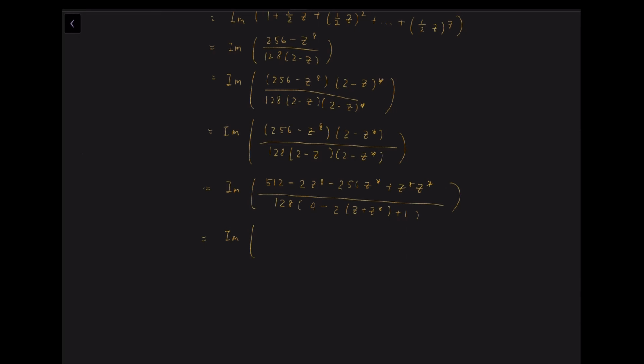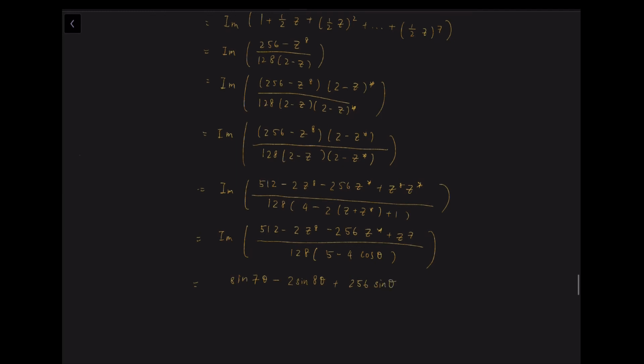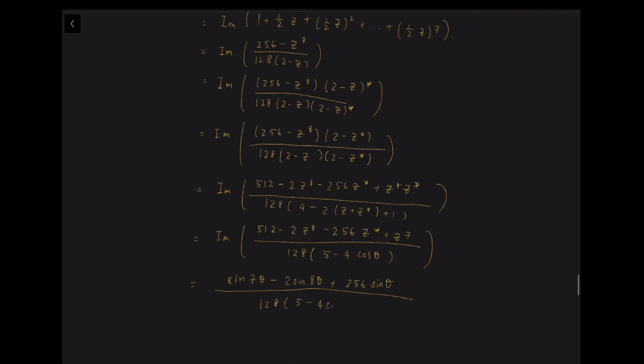Now, we convert all the z star into z to the power of -1. And we know that z plus z star is 2 cos theta. And we can further simplify this expression. And finally, we want the imaginary part of this equation. So, we take, for all the z, the sine part out. And we are left with sine 7 theta minus 2 sine 8 theta plus 256 sine theta over 128 times 5 minus 4 cos theta. And that's our answer.